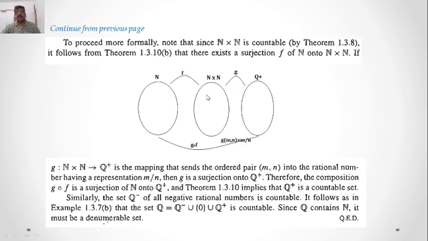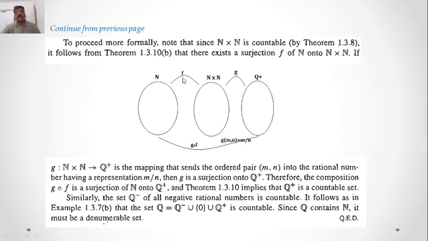You can see that (1, 2) is taken to 1 by 2 and (2, 4) is also taken to 1 by 2, since 2 by 4 is the same as 1 by 2. So it is not a bijective map, but it is a surjection. For any element of Q plus, you can find an (m, n), and for any (m, n), m by n is in Q plus. Therefore, G is a surjection from N cross N to Q plus.